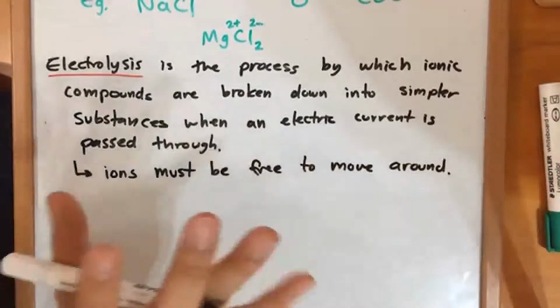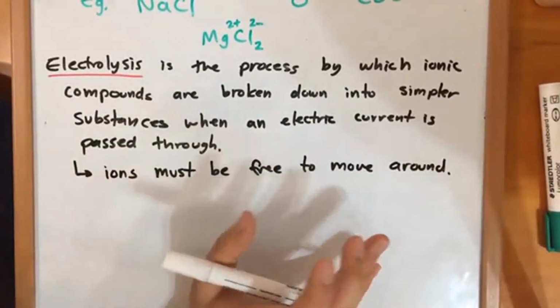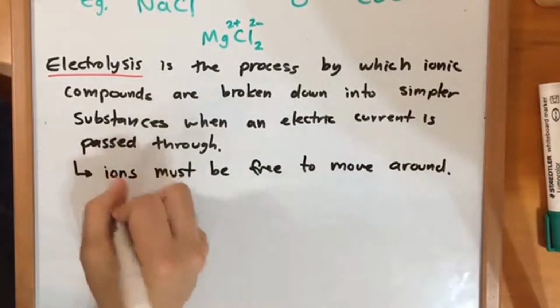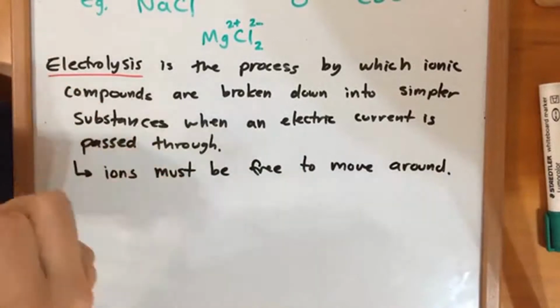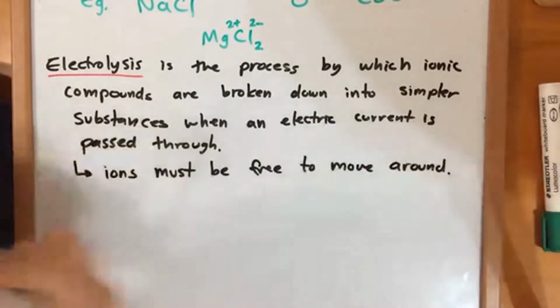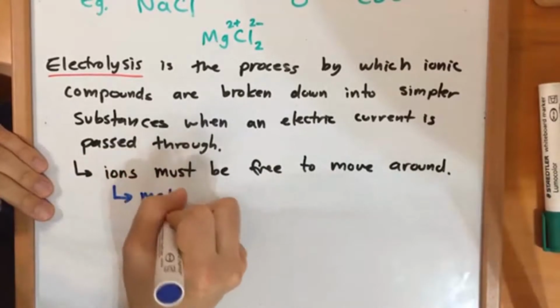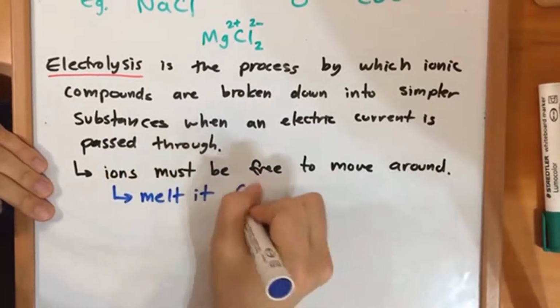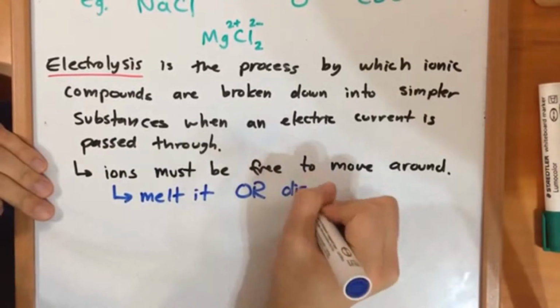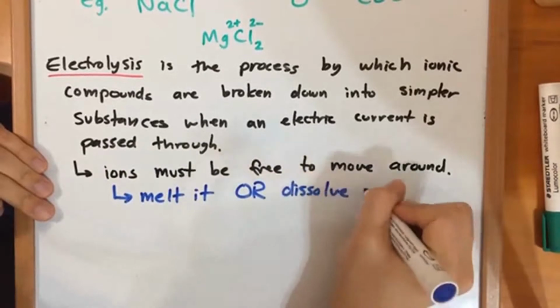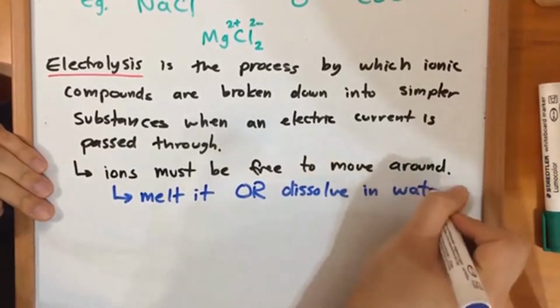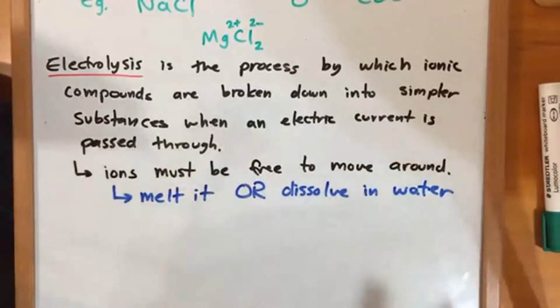And so there's two ways that you can achieve this, okay? There's two ways that you can achieve this. One, let me just do this in a different color because it's really important. So one, you can either melt it or dissolve it in water. Those are your two ways that you're going to be able to do this, okay?